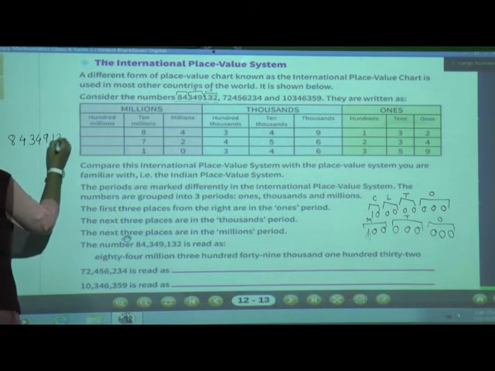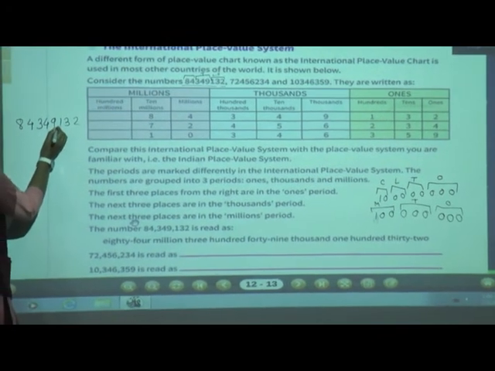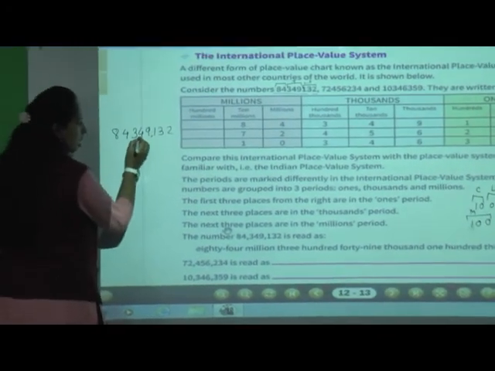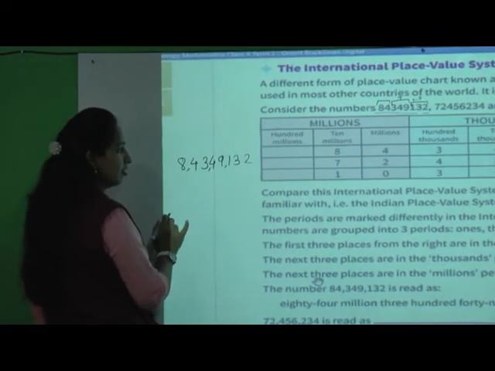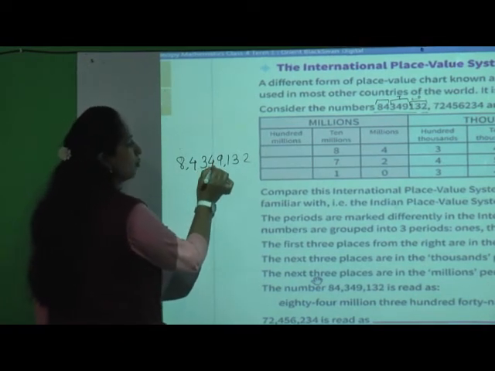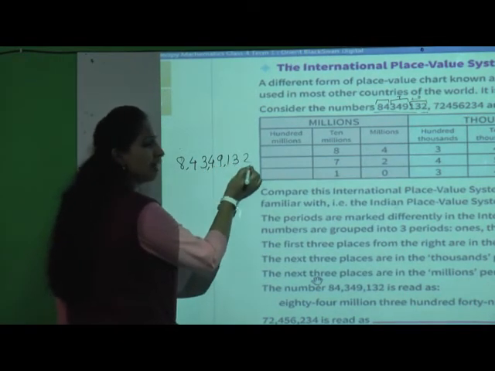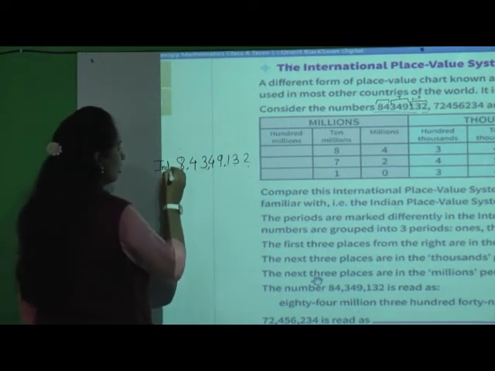Okay, so you will understand the difference between both the numbers. So in the Indian place system, how do we write in standard form? After 3 digits, after 2 digits and after 2 digits. And how do we read this? 8 crore 43 lakhs 49,132. Okay, but this is Indian.